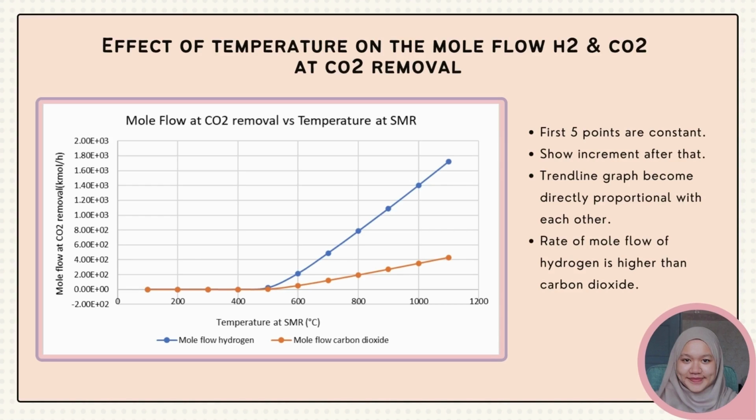For the first 5 points, it can be observed that both mole flow of carbon dioxide and hydrogen at CO2 removal are constant. However, at the 5th point, both mole flows started to show an increment. The increment of the hydrogen mole flow trend line seems steeper than the carbon dioxide mole flow. It is because the rate of mole flow of hydrogen is higher than the carbon dioxide.